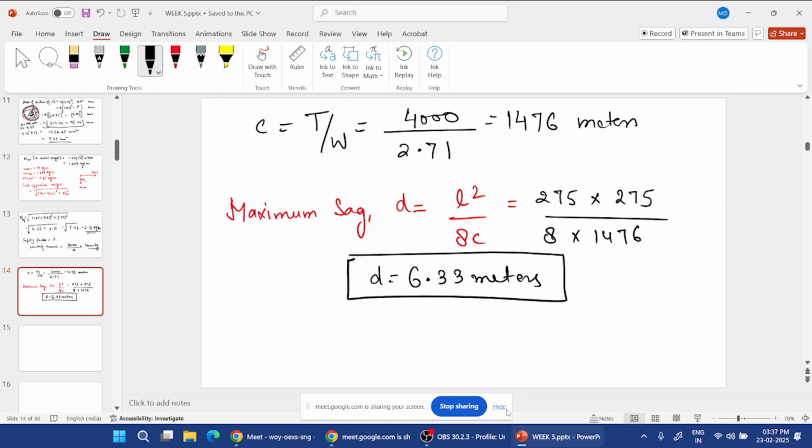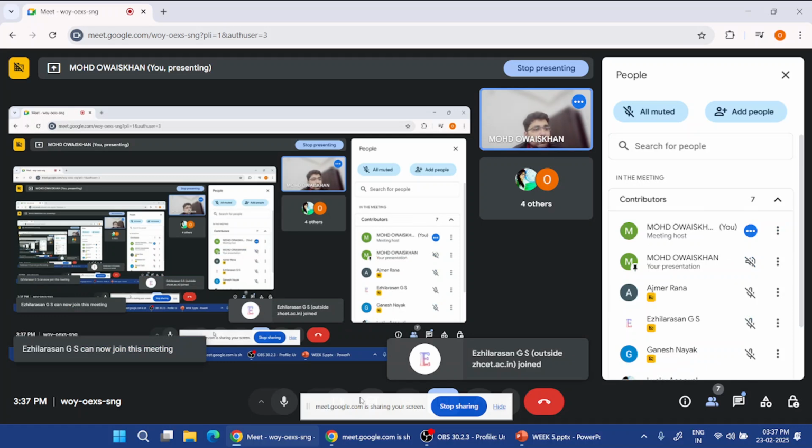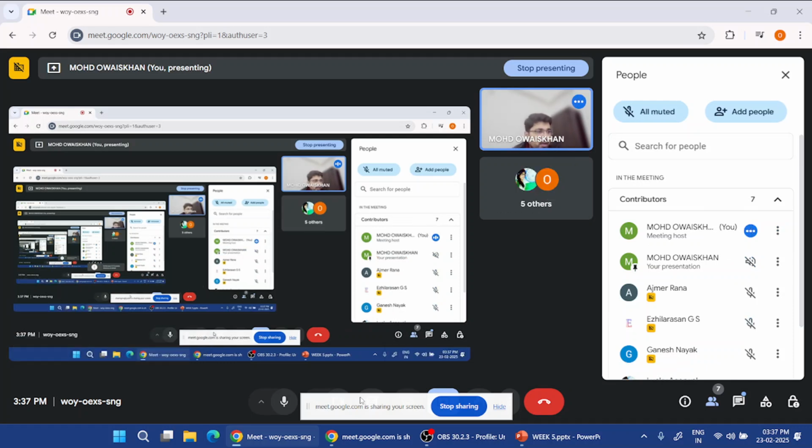Now we will move on towards other questions, like how we are going to calculate the effect of the sag. I hope you have understood this concept of sag. Now we will solve some other questions and you have to give me the answer.